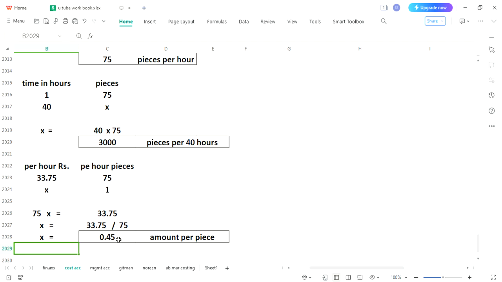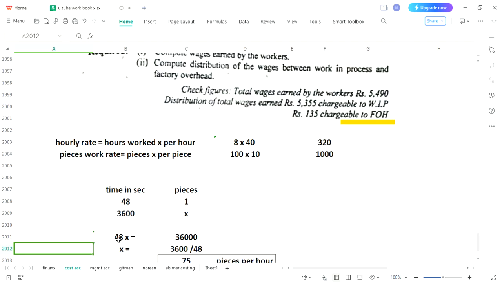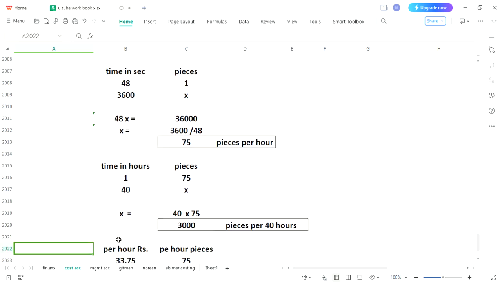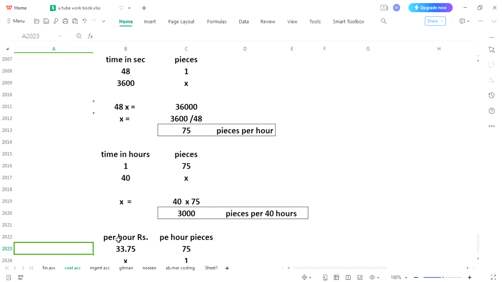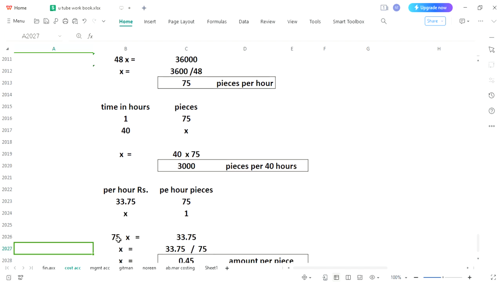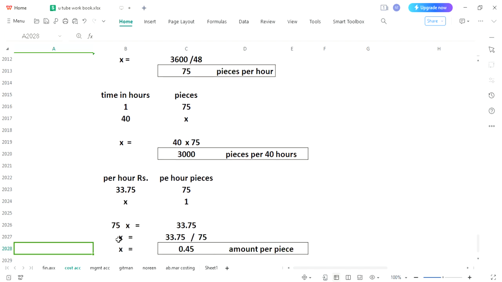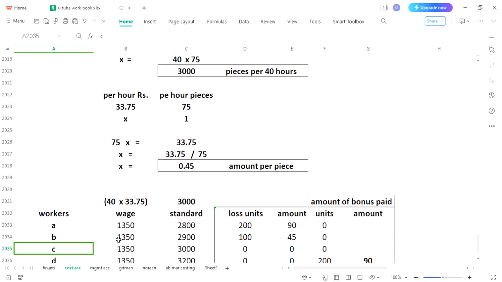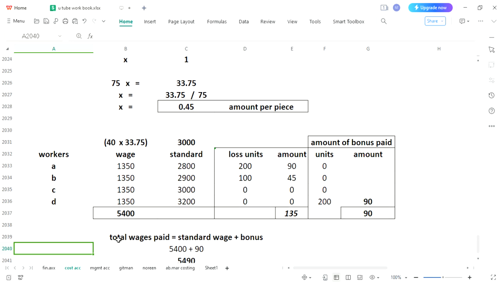Okay, the question has been completed, but you can see we have started from here. Look at the solution. There is no proforma, there is no format, there is no table, and we have just read the question, and according to what the question required, we have just constructed or designed our solution. So in this way, we have concluded our question.